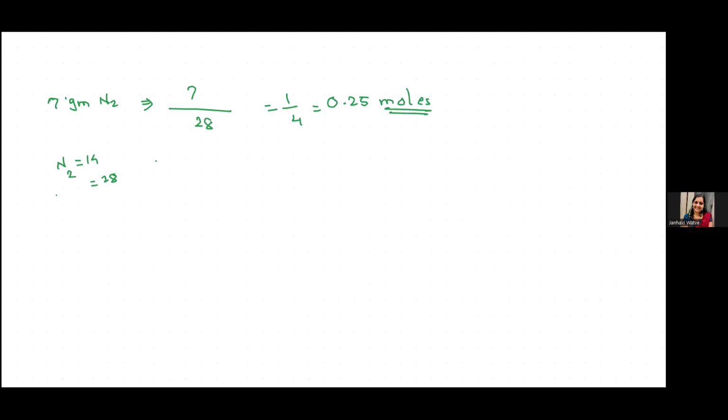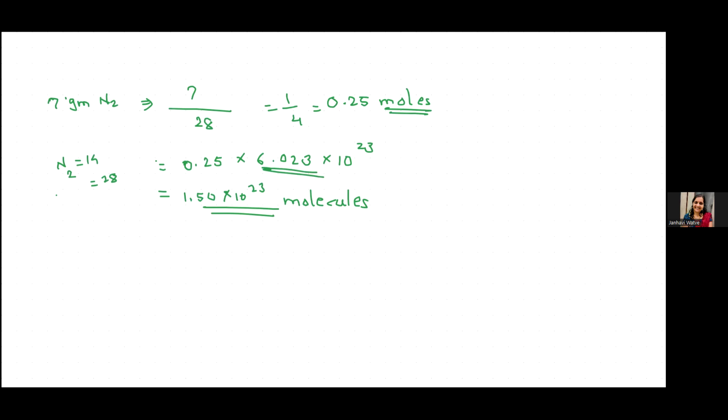Number of molecules is equal to number of moles, that is 0.25 into 6.023 into 10 raised to 23. So after this you will get the number of molecules. Don't get confused between moles and molecules. If we multiply 0.25 into this Avogadro number, we will get a value somewhere around 1.50 into 10 raised to 23. You can check it on a calculator as well as from the log table. So 1.50 into 10 raised to 23 is the number of molecules from 7 grams of nitrogen.